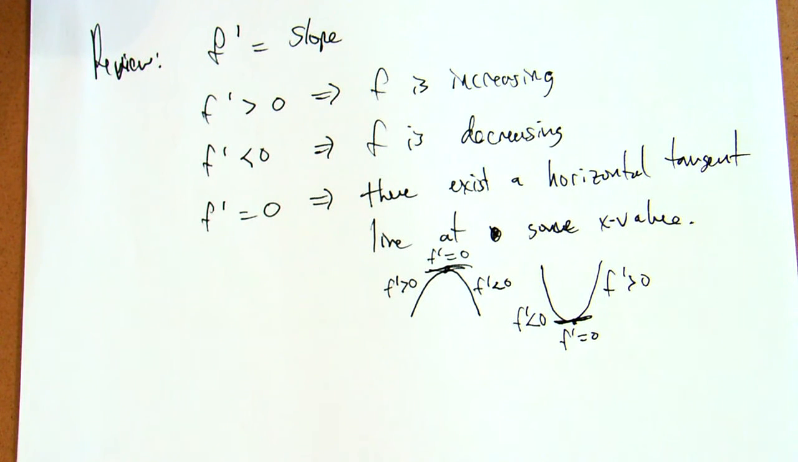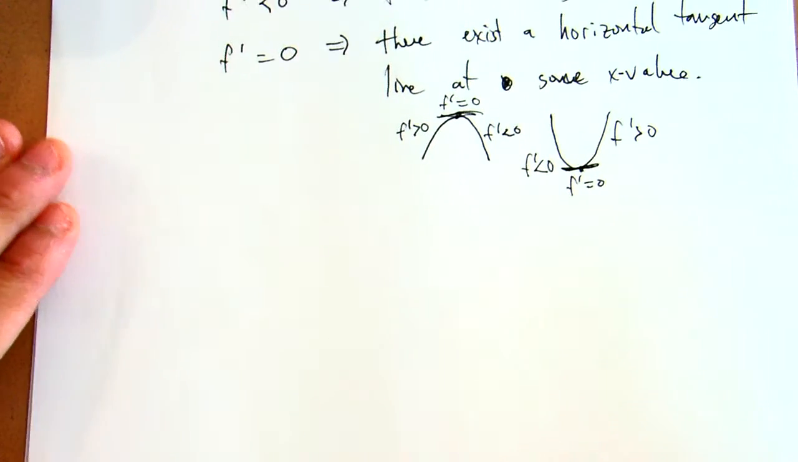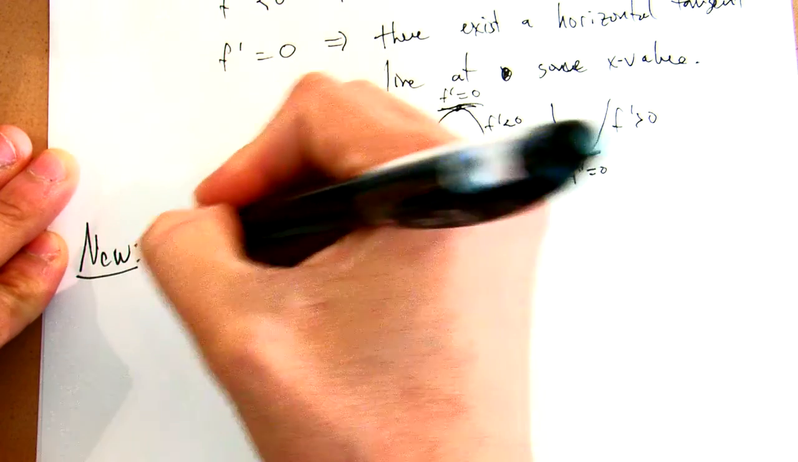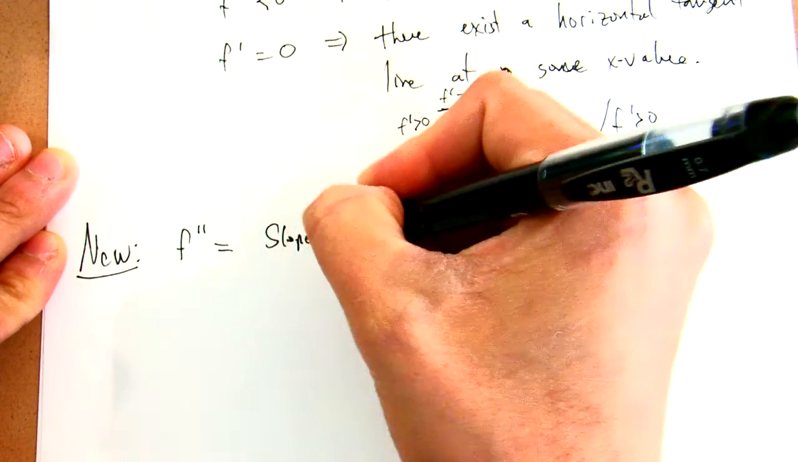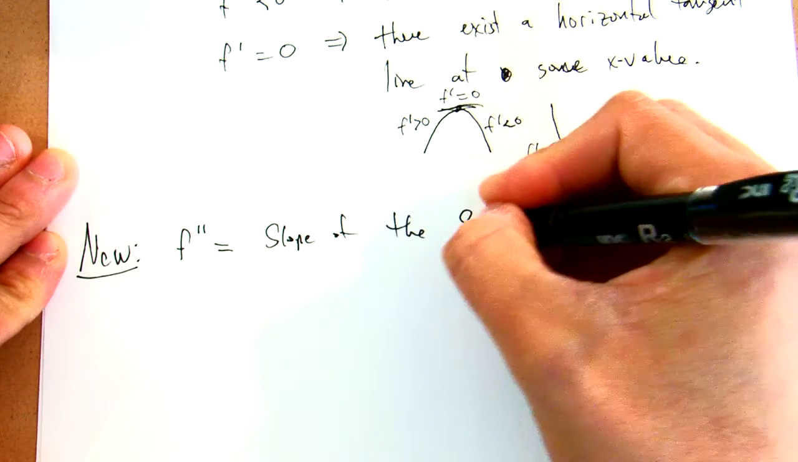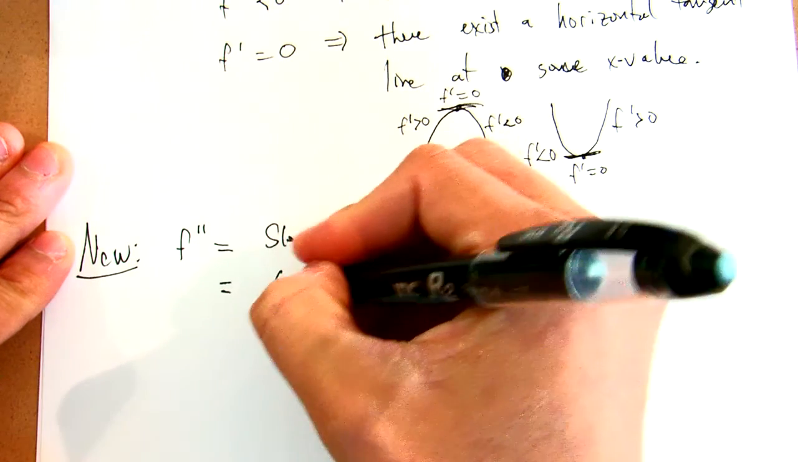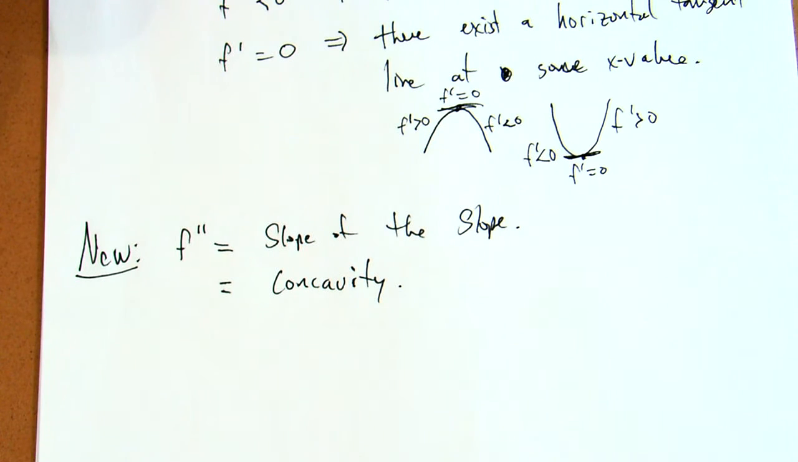So this is review. What we're going to learn today is what f double prime means, which you already know. You just have to connect it to prior knowledge from pre-cal. So this is new stuff here. f double prime is the slope of the slope. Okay, so this tells me how the rate is changing. This f double prime is basically for concavity.